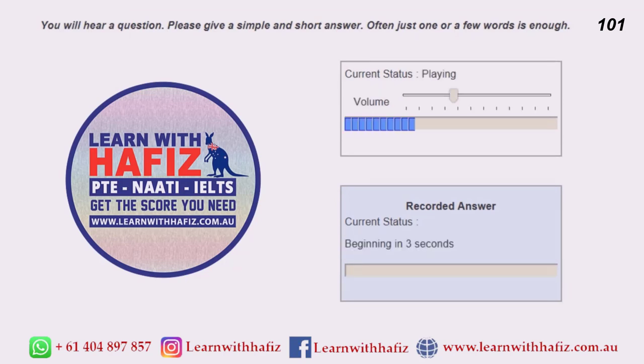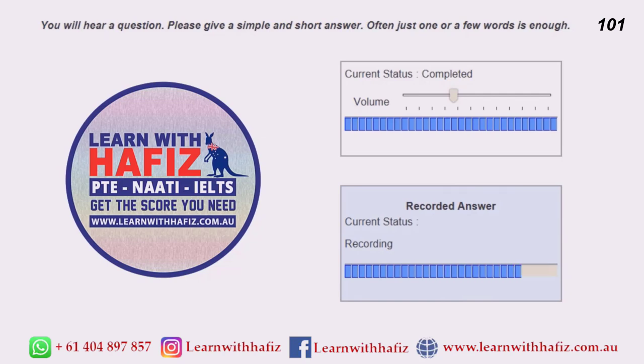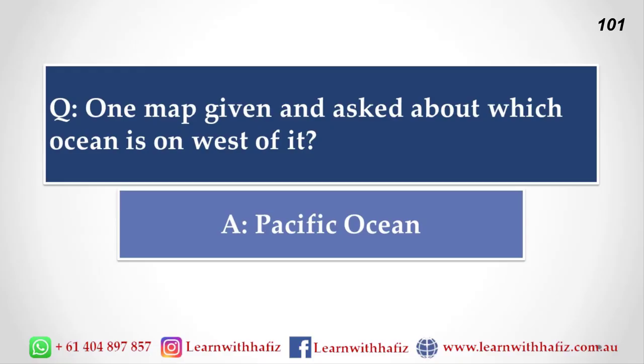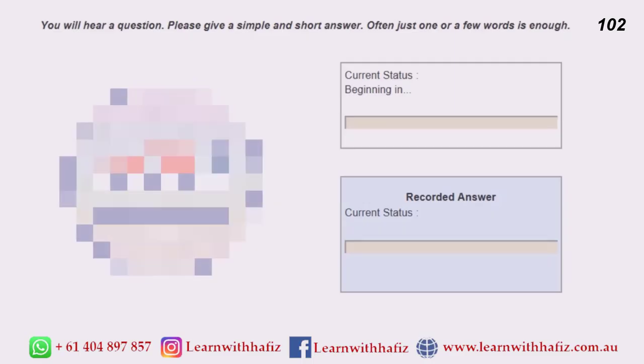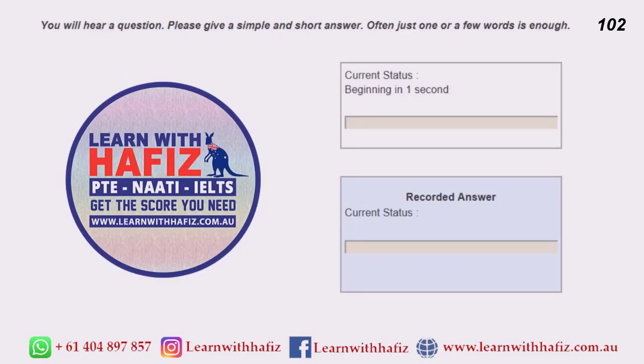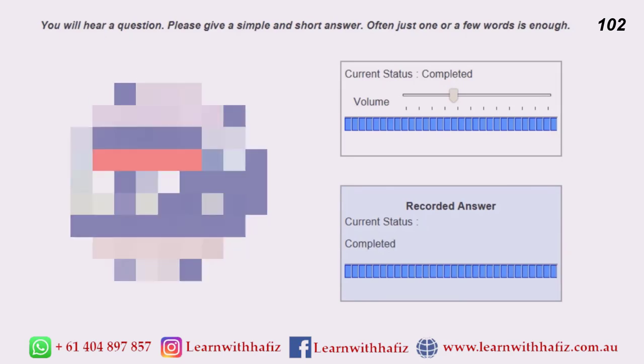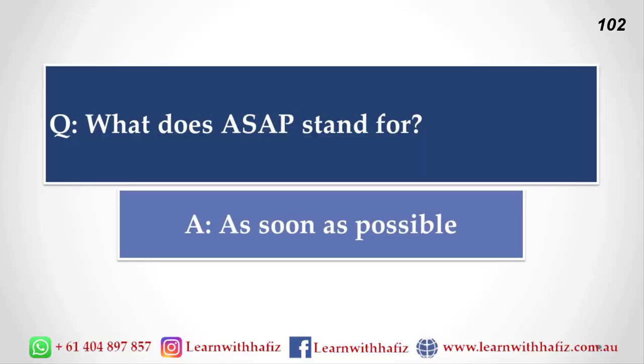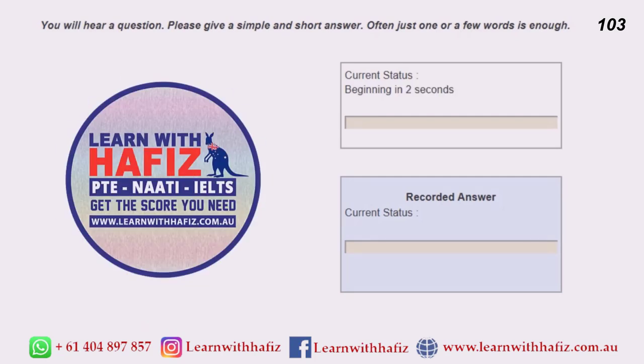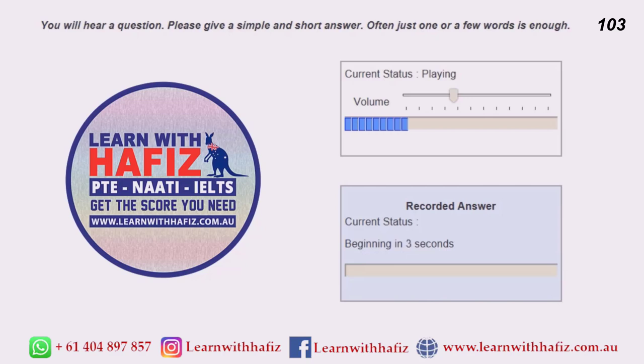One map given and asked about which ocean is on west of it? Correct answer is. What does ASEP stand for? Correct answer is. What do these following belong to? Chrysanthemum, roses, daisies, tulip, etc.